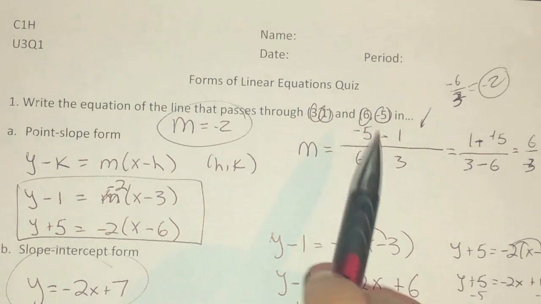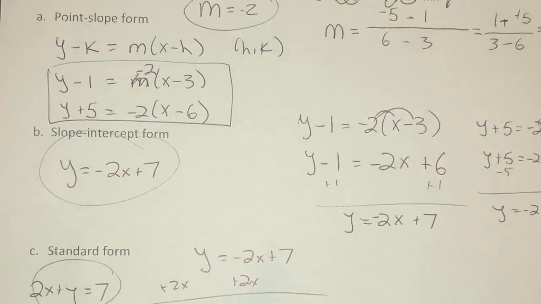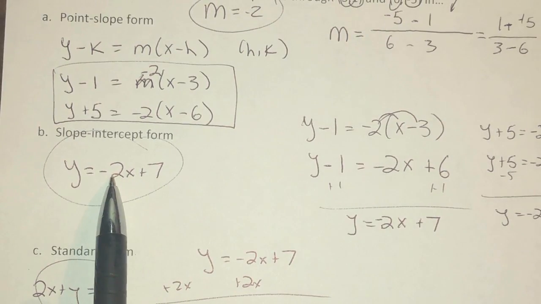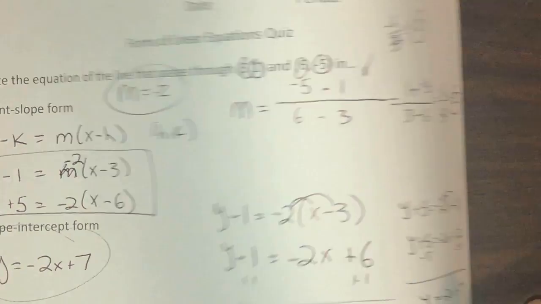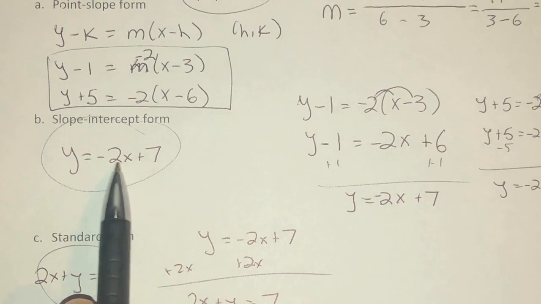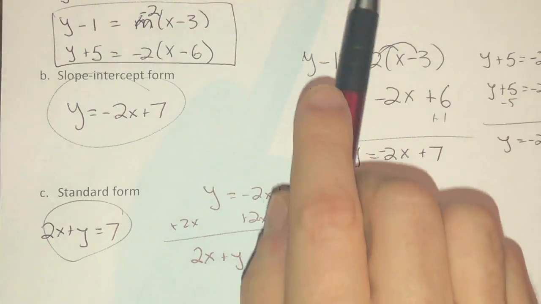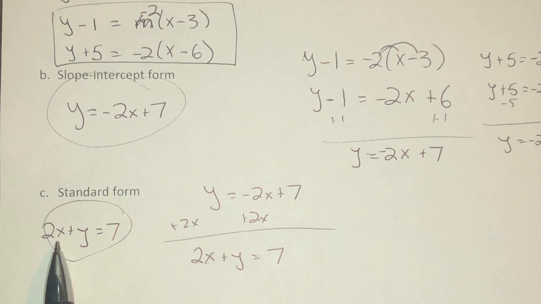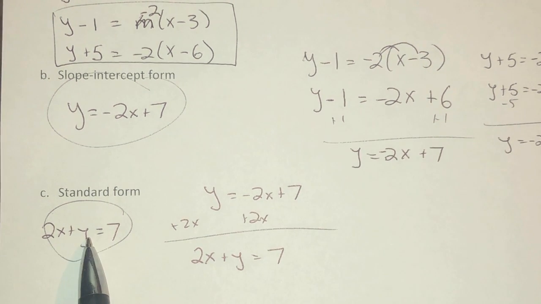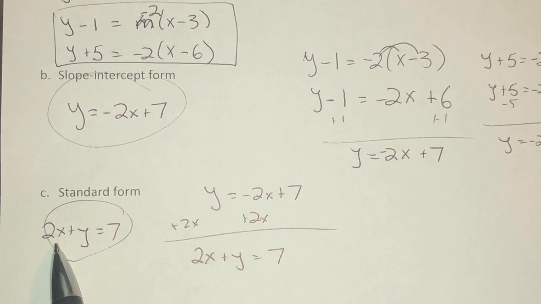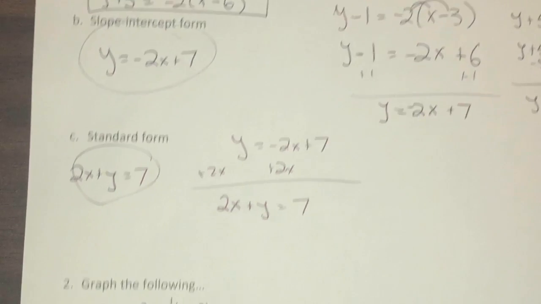To check my work, I could plug in, I don't know, how about 3, 1? If I plug in 3 here, 3 times negative 2 is negative 6, plus 7 is 1. Now I take 6 and negative 5. Negative 2 times 6 is negative 12, plus 7 is negative 5. I could do the same thing here. 2 times 3 is 6, plus 1 is 7. That works. 2 times 6 is 12, plus negative 5 is also 7. So plugging in the points helps.